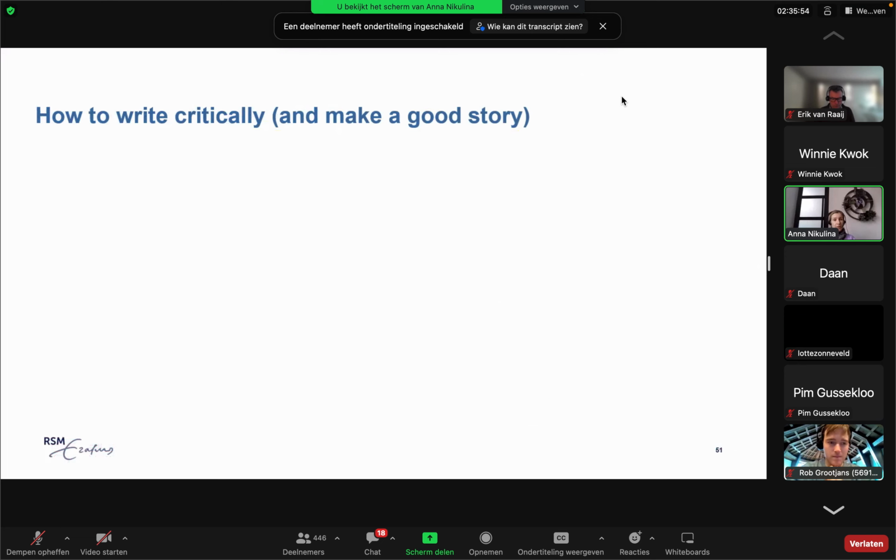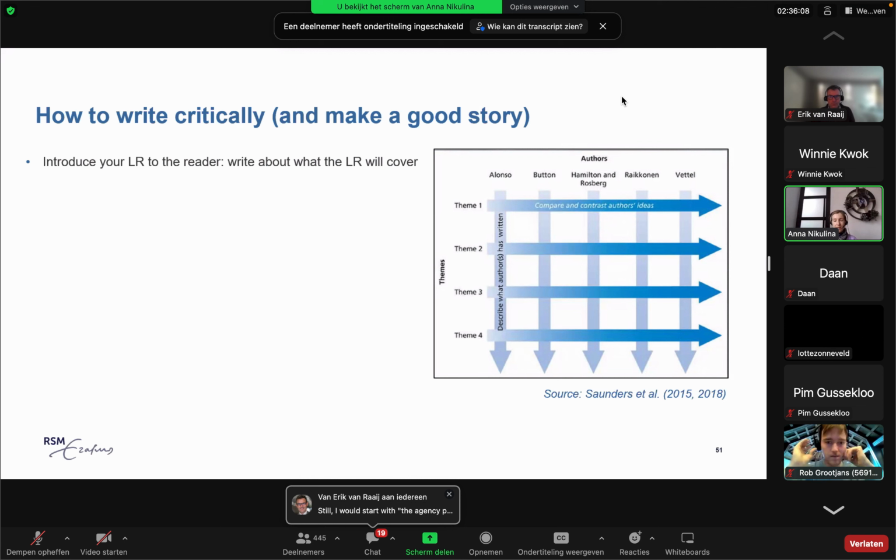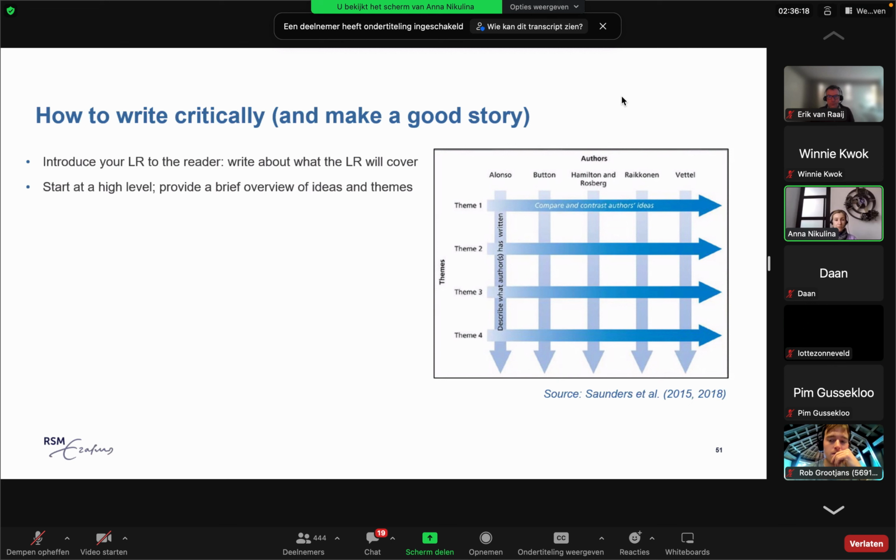Now, how to write critically and make a good story. This is something that Saunders et al. also touch upon. First of all, you need to tell the reader what the literature review will cover. This is not something that you always see in academic papers, but academic papers are very limited in terms of length that they can devote to the literature review. You don't have such strict limitations, so it's good to say what I'm going to write about.